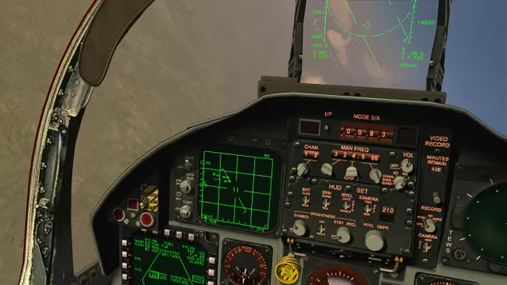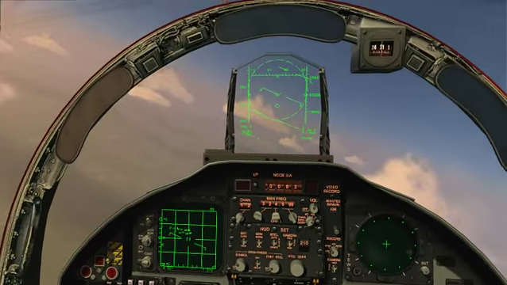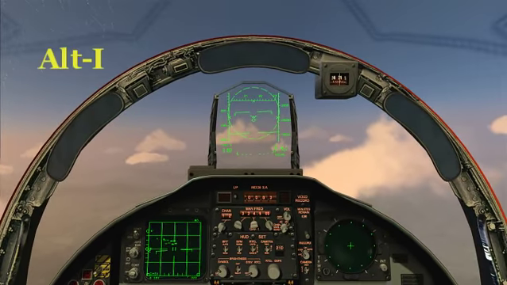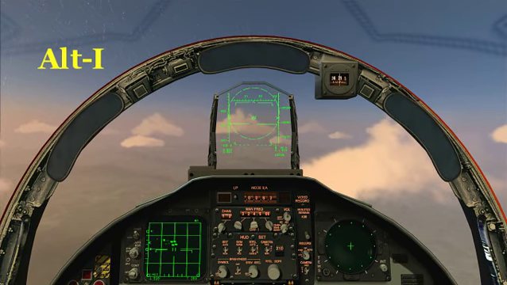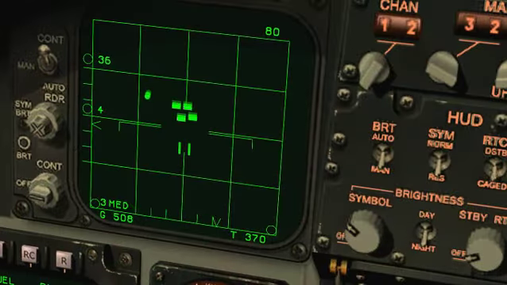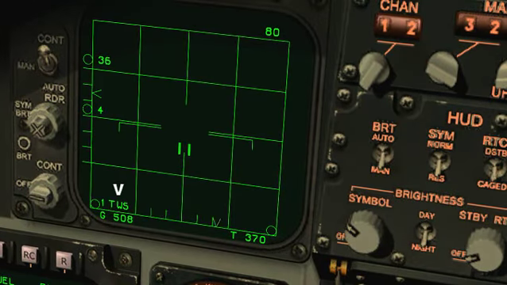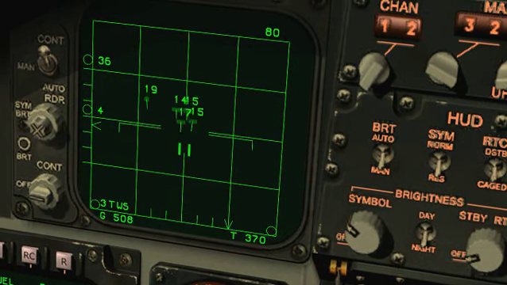Once you are in BVR mode with the radar turned on, you enter it by pressing the Alt-I key combination. Notice that TWS appears in the lower left corner of the VSD. And look at the wealth of information we have on our contacts.